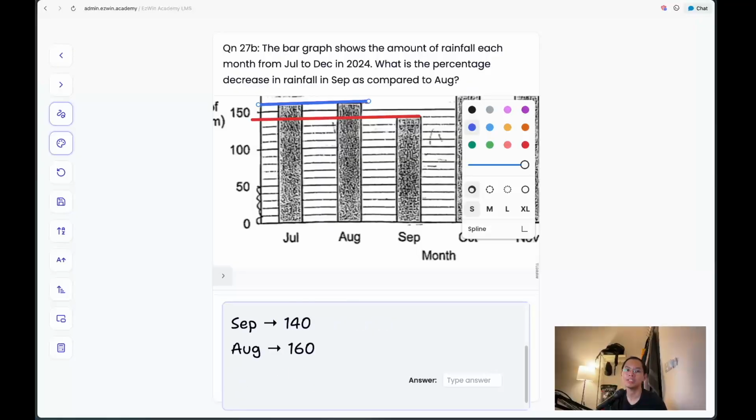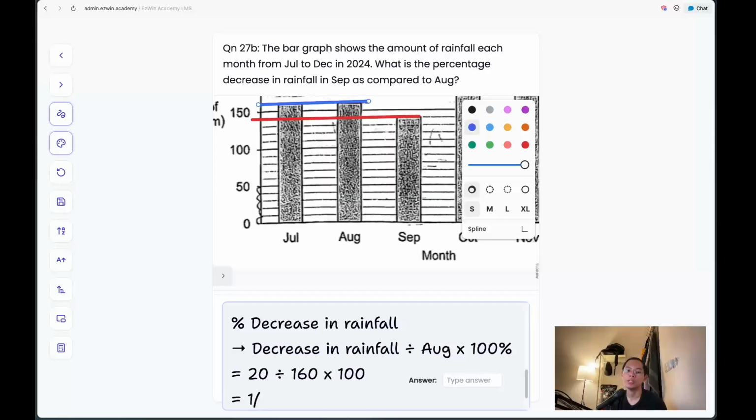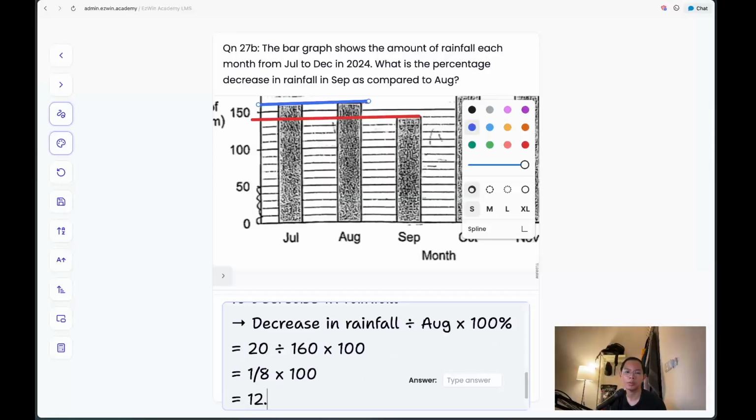So what is the percentage decrease in rainfall in September compared to August? The decrease in rainfall is basically 160 minus 140. This will give us 20. So the percentage decrease in rainfall is the decrease in rainfall divided by August times 100%. So that means it's 20 divided by 160 times 100. Okay, so 1 over 8 times 100 is 12.5%. So the answer is 12.5%.